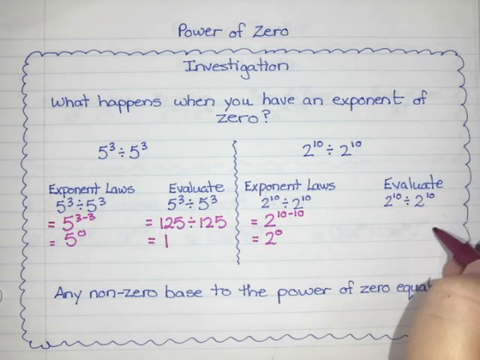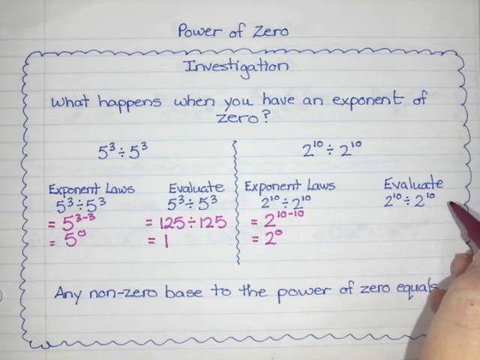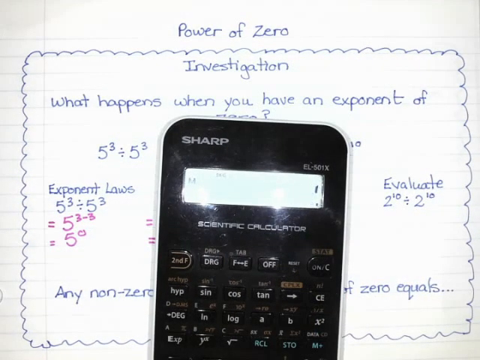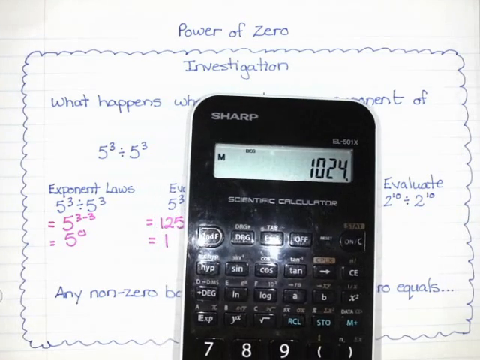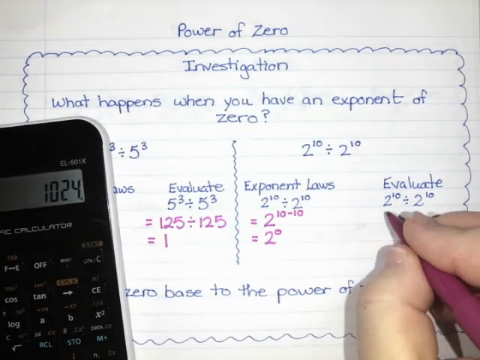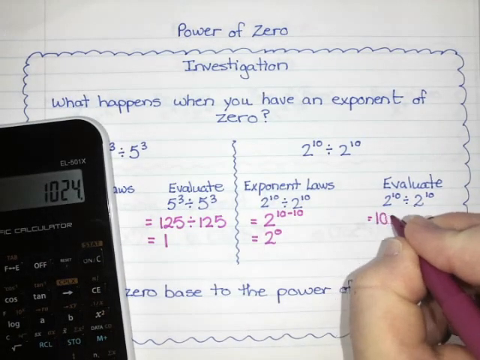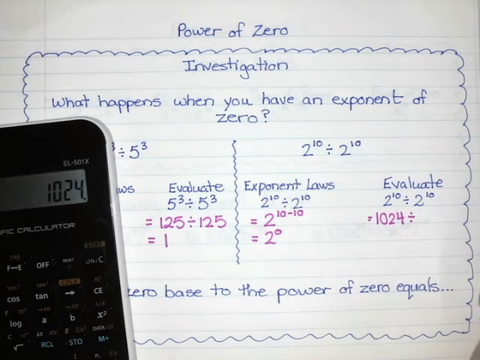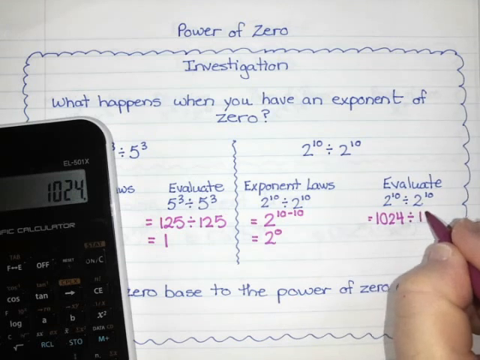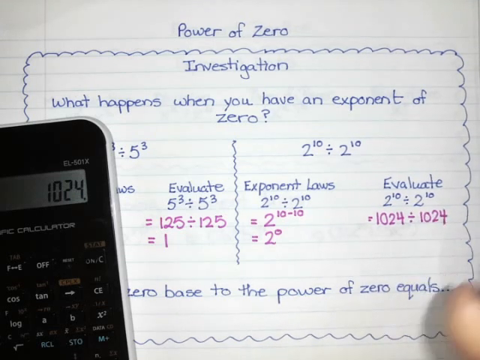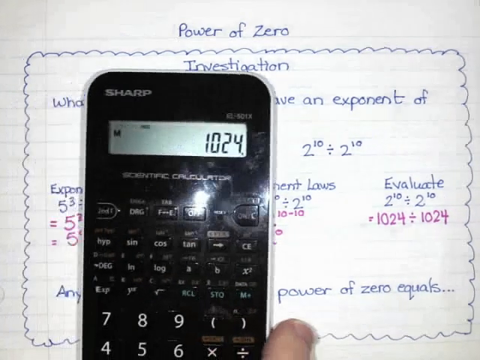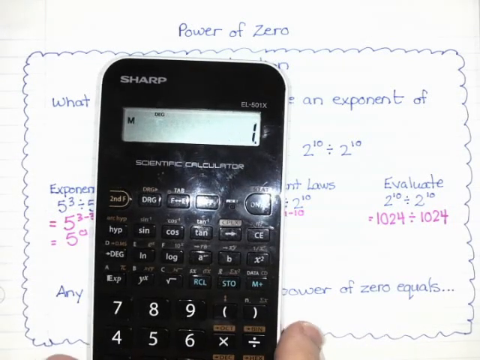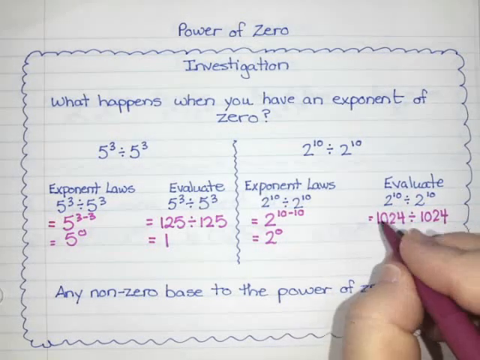Our second way of doing it, we're going to try evaluating. So I'm going to work out 2 to the power of 10, which is 1024. So this equals 1024 divided by 2 to the power of 10, which is 1024, same number. So if I take 1024 and divide it by 1024, I once again just get 1.